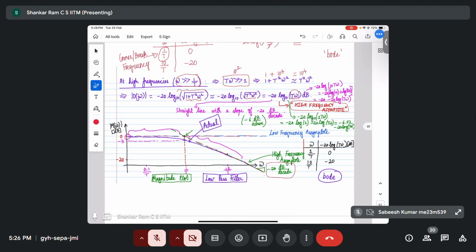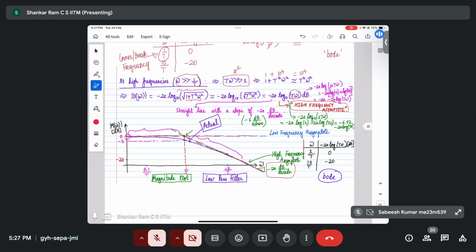The point of intersection of the two asymptotes is 1 by capital T, and that is the corner frequency or the break frequency. If somebody asks us to draw the Bode plot of 1 by Ts plus 1 by hand, it's okay to draw the two asymptotes, the high frequency asymptote and the low frequency asymptote. The low frequency asymptote is the 0 decibel line. The high frequency asymptote is a straight line with a slope of minus 20 decibels per decade.